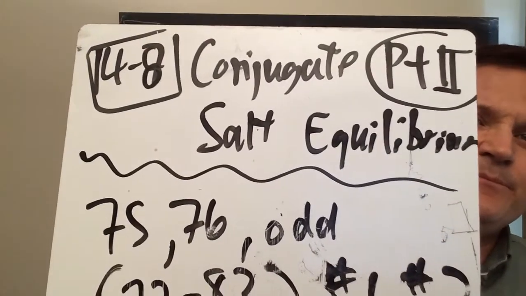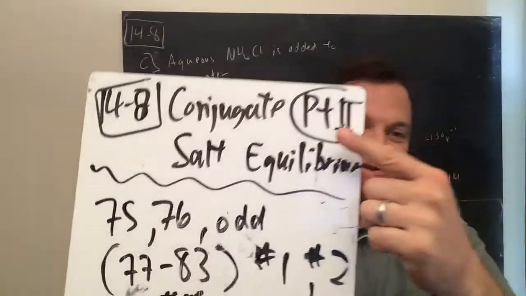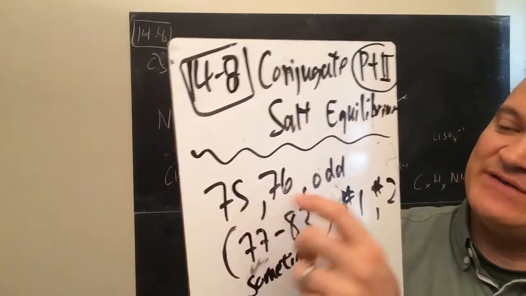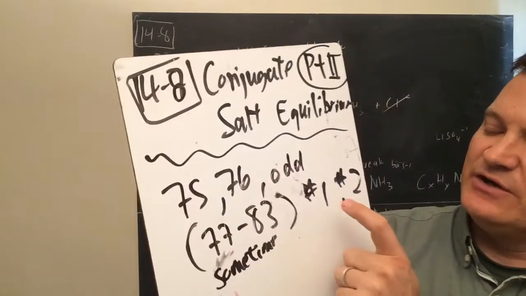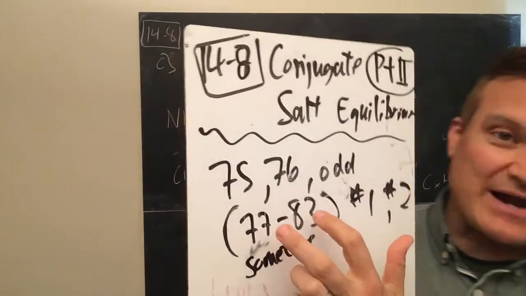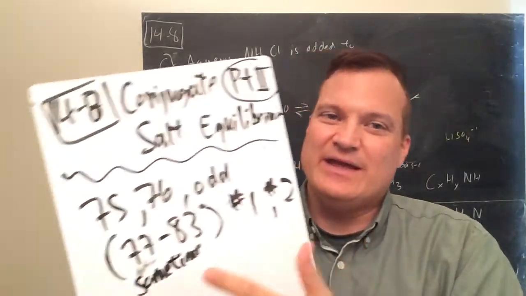Okay, conjugate salt equilibrium part 2. And as I said, to do these, for sure do 75, 76. You can do the odd ones, and then do number 1 and 2 calculation. These problems, you should know how to do them. I was looking over them again, and yeah, it's pretty much a review.